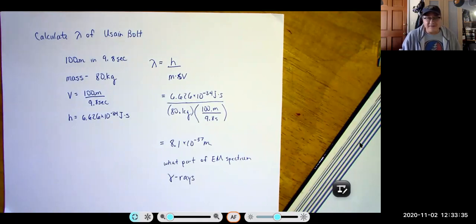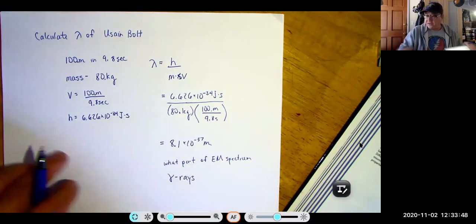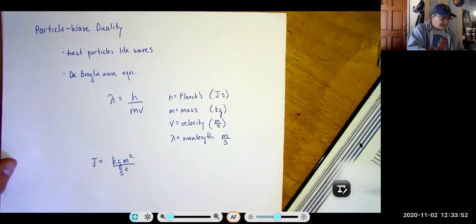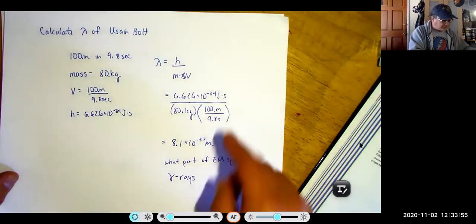Now, are we really afraid of watching an Olympic sprinter because of the gamma rays? And the answer is absolutely not. Okay. So that's that section, the particle wave duality. To summarize it, let me show you how the units work out, just so that you can see that.